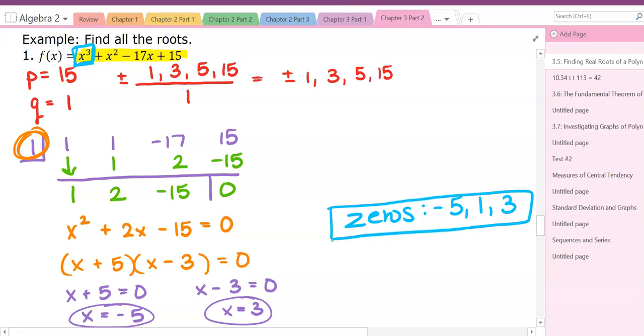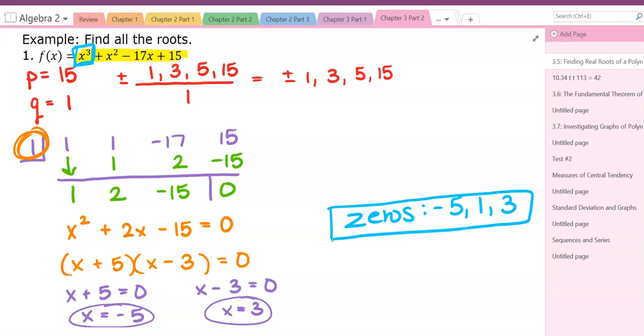Now, if the 1 hadn't worked, okay, if I didn't get a 0 for my remainder, I would go and test another number. Kind of the worst part of these problems is if you don't get it right away, you have to go test another number, and if that one doesn't work, you have to go test another number until you find one that works. And unfortunately, there's really no good way to do that. You just have to kind of guess one and check it and see if it works.